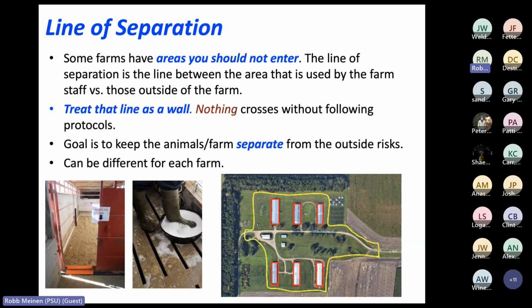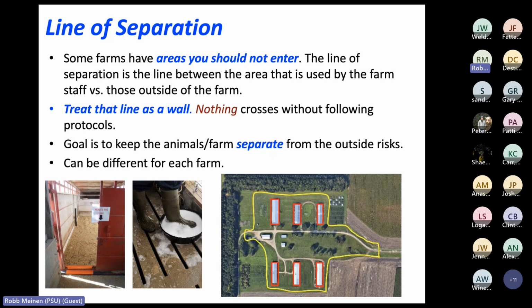Part of this operational and structural idea can include what we call lines of separation. This can be a visible or an invisible line, right? This is just an area that you do not cross, because management of the farm is trying to keep the animals within a boundary separate from anything outside of that. So we want to treat that as a wall and not cross it. The goal is to keep yourself separate, and that can be different for each farm.